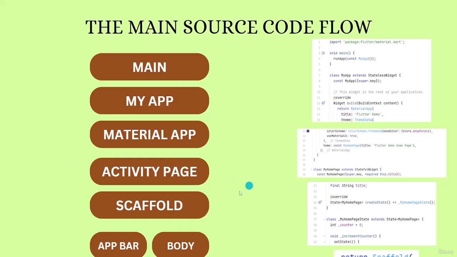Now inside this main function, you have my app, the material app, the activity page, the scaffold, the app bar and the body. Under the main function, what you are doing is running this my app function. Any app which you're creating, you need to make sure that you run it under the main function.